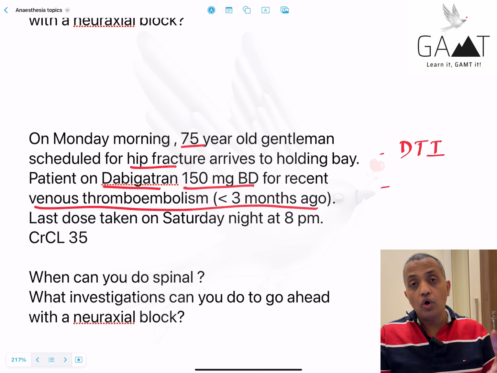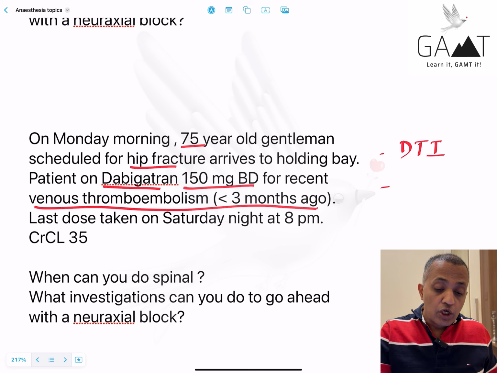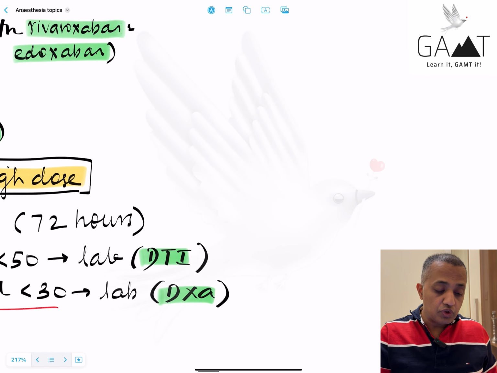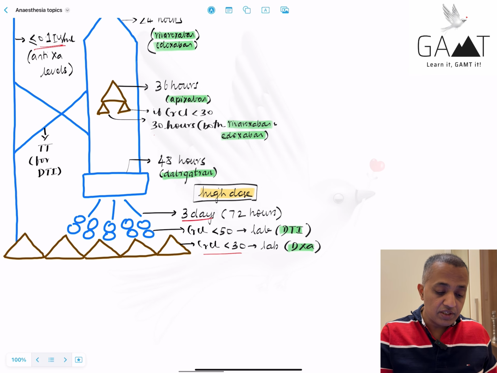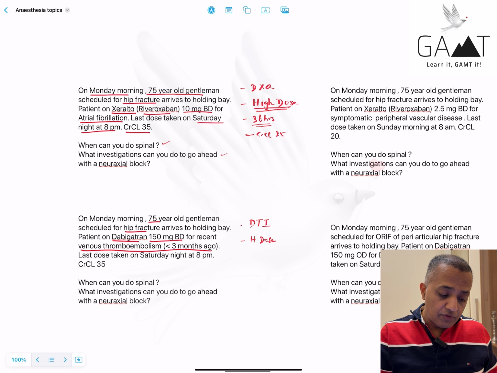So it's 150 milligrams BD for recent venous thromboembolism. These are two indications we saw earlier: atrial fibrillation and recent venous thromboembolism. They most likely have been high dose. So let's say high dose. Okay, again, high dose, so straight away the answer is 3 days, right? Now, the creatinine clearance is 35, right?